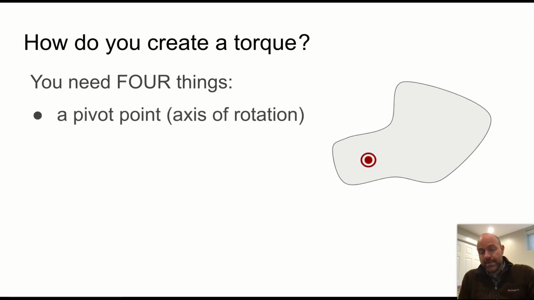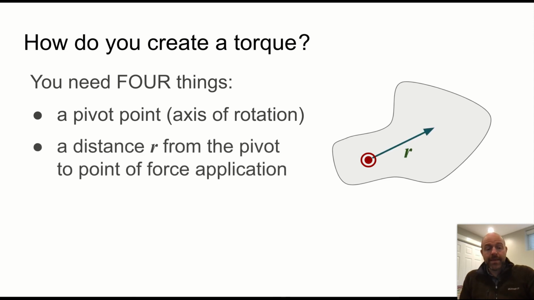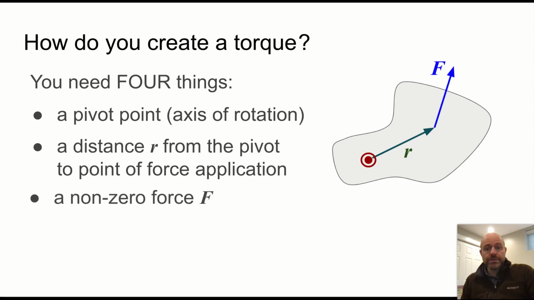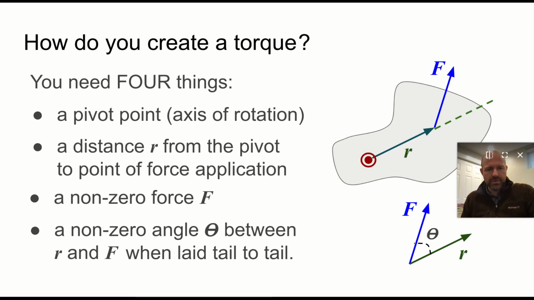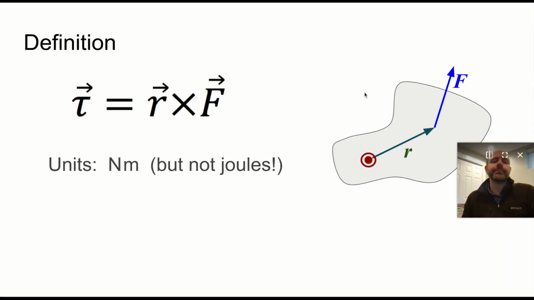You need an axis of rotation, or what's often called a pivot point. You need a distance from that pivot point, because if you're just pushing and pulling on the pivot point, it's not going to rotate. You need some amount of force that's not zero. And you need the angle to be such that it would actually cause it to rotate, right? If you're simply pulling along that R vector or pushing, if you imagine back to that door, if you try to pull it along the door or push it along the door, nothing happens.